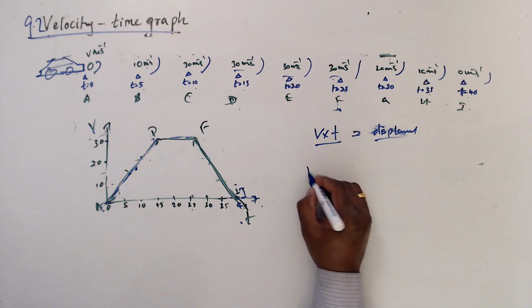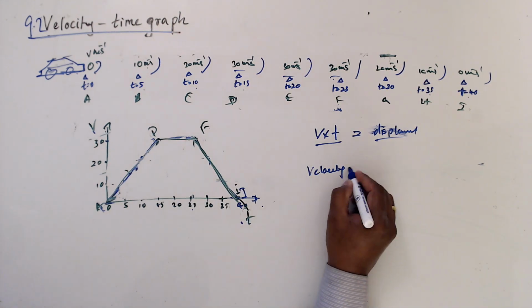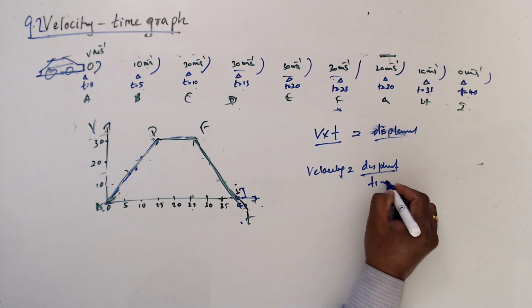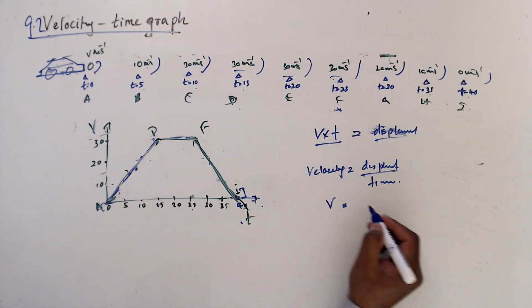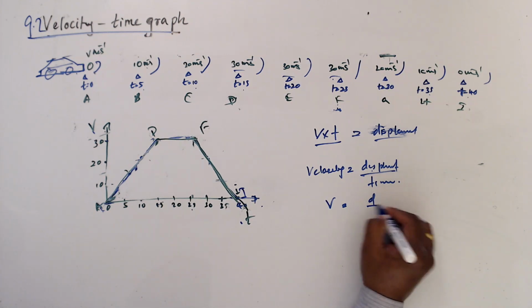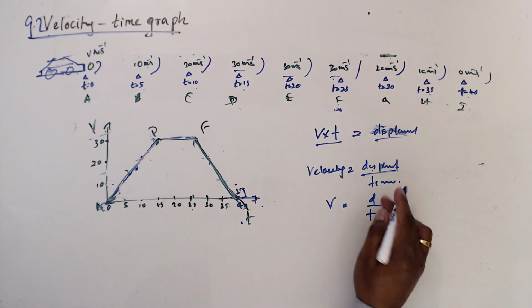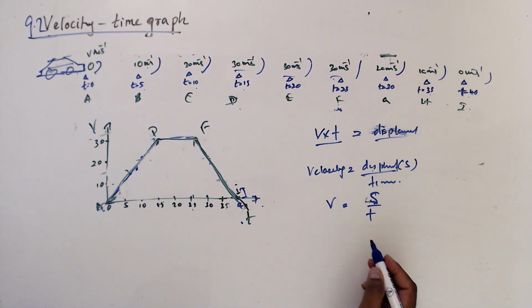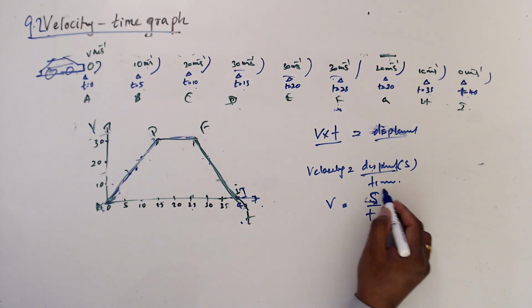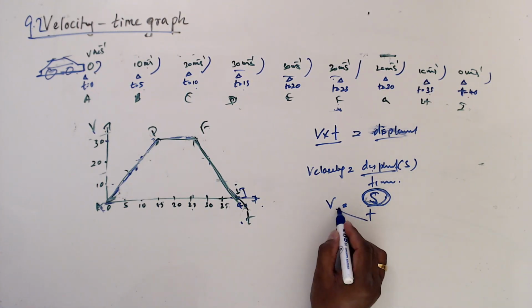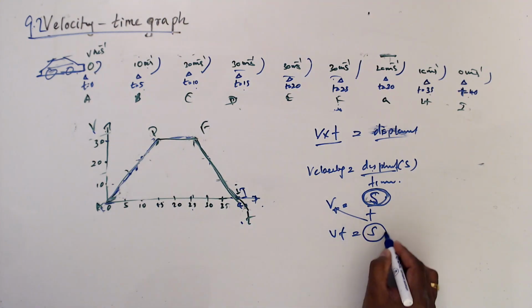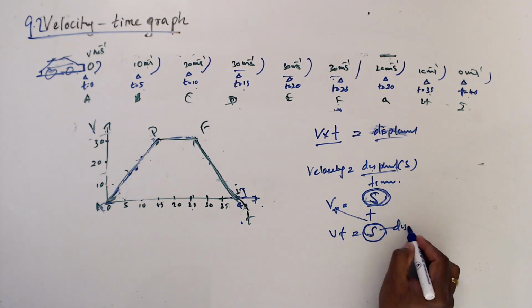How do you find velocity? Velocity is displacement divided by time. Velocity v equals displacement d divided by time, or let's say s, since usually for displacement we put s. When you multiply those together, s equals vt. So s is the displacement.